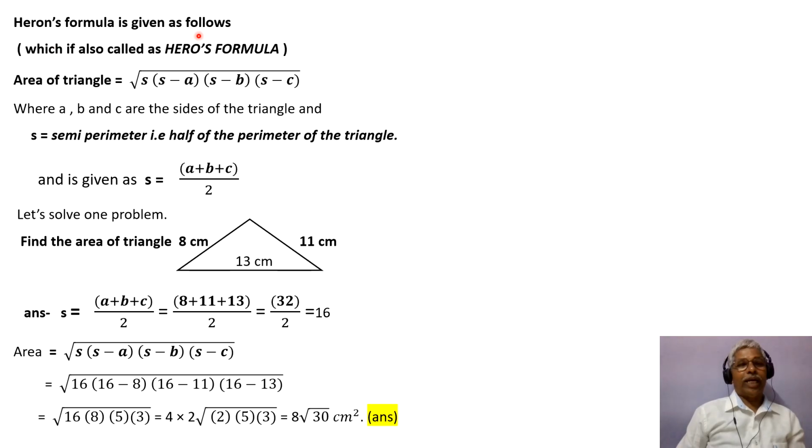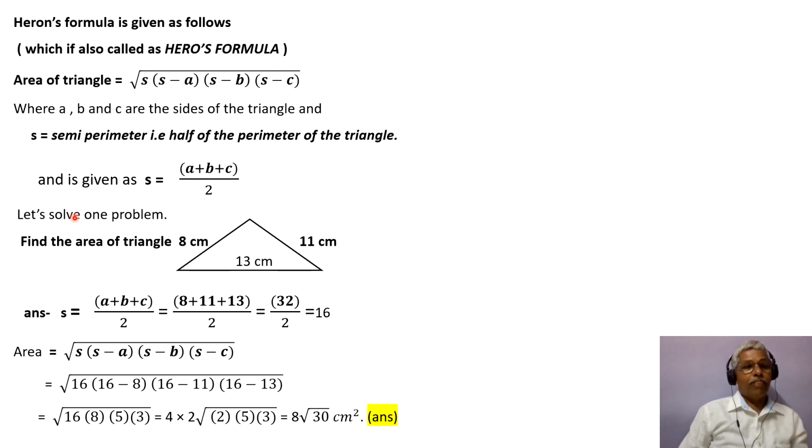Heron's formula, also called Hero's formula, is given as follows. Area of triangle equals root of s into (s minus a) into (s minus b) into (s minus c), where a, b, and c are the sides of the triangle and s is the semi-perimeter, that is half of the perimeter of the triangle. It is given as s equals (a plus b plus c) upon 2. This is very easy.